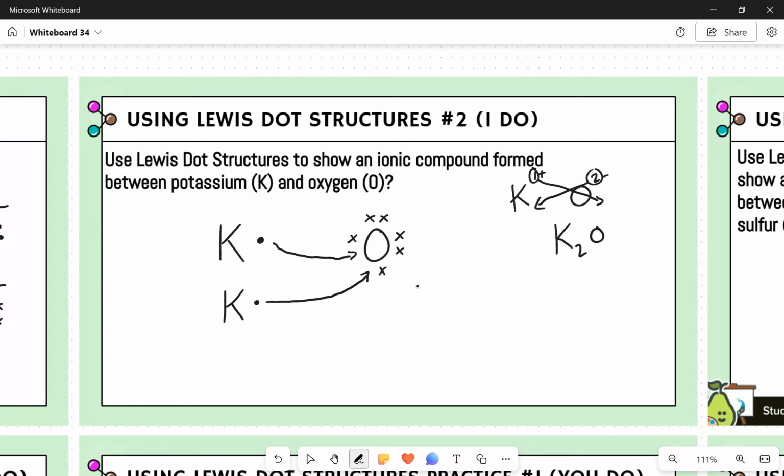And as a result of this reaction, I end up with 2 potassium ions and 1 oxygen. And that oxygen looks something like this. And that oxygen is going to have a 2 minus charge. So in this way, we're showing that these positively charged potassiums are attracted to the negatively charged oxygen.